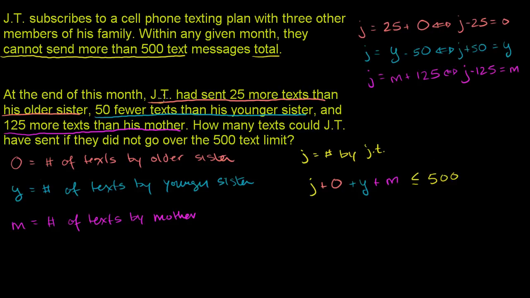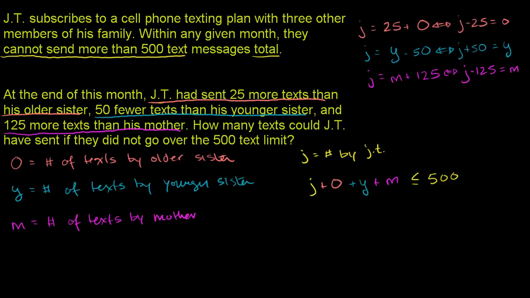And we could have gone straight here. This first statement, JT has sent 25 more texts than his older sister. So if you take the number of texts JT sent, subtract 25, you'd get the number of texts by his older sister. That is an O, O for older. Likewise, he sent 50 fewer texts than his younger sister. So if you take the number of texts he sent, add 50 to it, you're going to get how many his younger sister had sent. And then finally, he sent 125 more than his mother. So if you take JT's texts and take out 125, that's how many his mother sent.